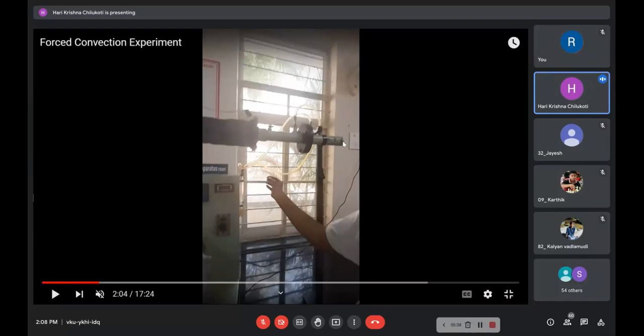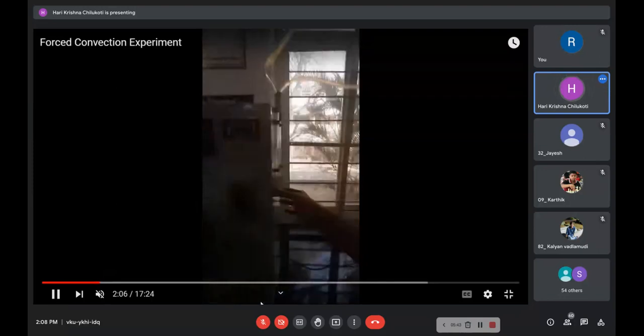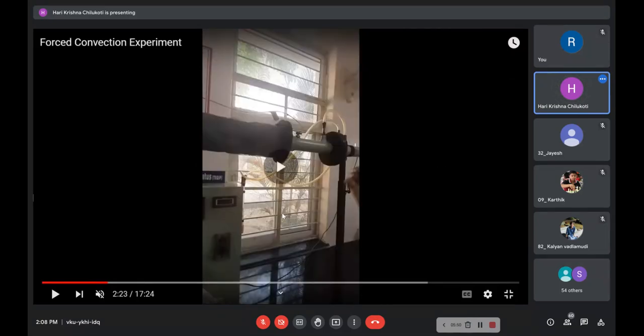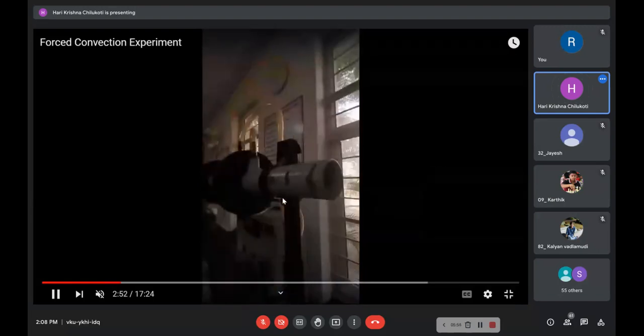Here this is the exit of that particular pipe. As you can see, this is simply hollow, and the manometric fluid is water. You can see this is the hollow portion, and the air at a higher velocity entering the test section leaves here after it gains some heat from the tube which is heated by the heater.